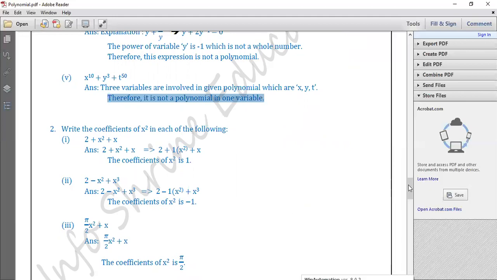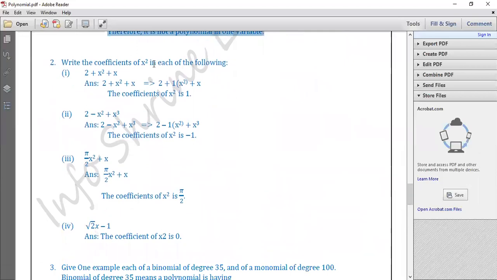Now, going to the second one, write the coefficient of x square in each of the following. They are asking for the coefficient. Coefficient means, as I told you, a value. Here x square has nothing written in front, and if it is nothing, it is called 1. So 2 plus x square plus x can be written as 2 plus 1 into x square. 1 into x square is also just x square. So the coefficient of x square is 1.